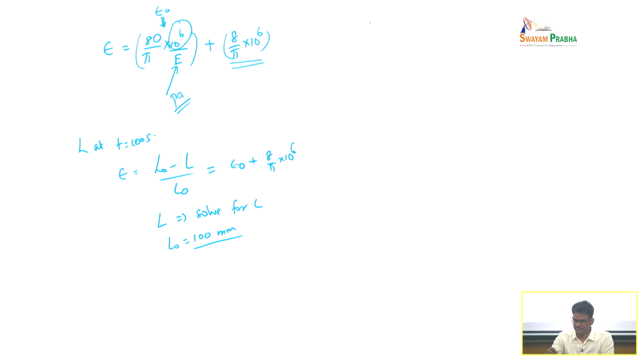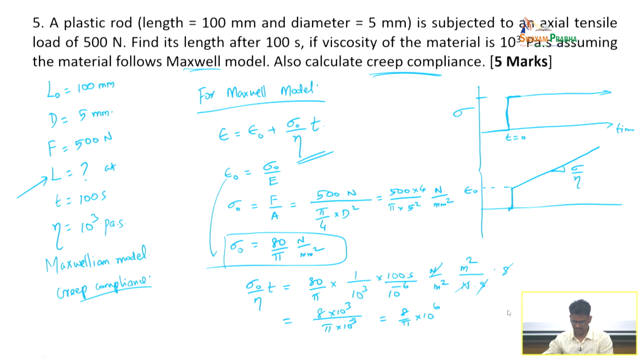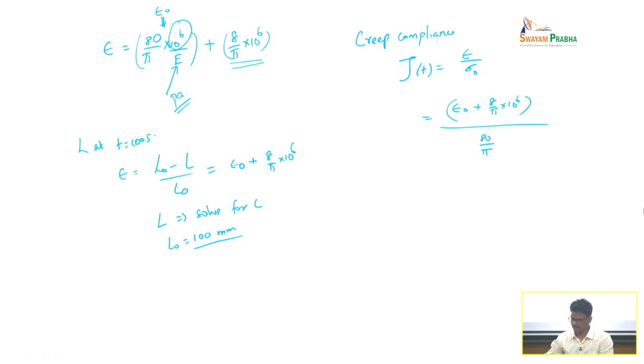And the second question is to calculate the creep compliance. So how do we define creep compliance? Epsilon by sigma naught. Okay. So what is epsilon? Epsilon is epsilon naught plus 8 by pi into 10 power 6, and this you divide by your stress. How much is it? 80 by pi into 10 power 6.